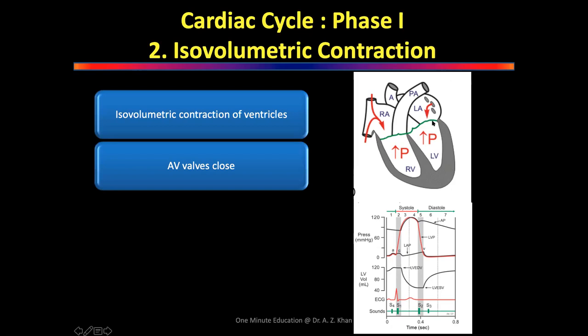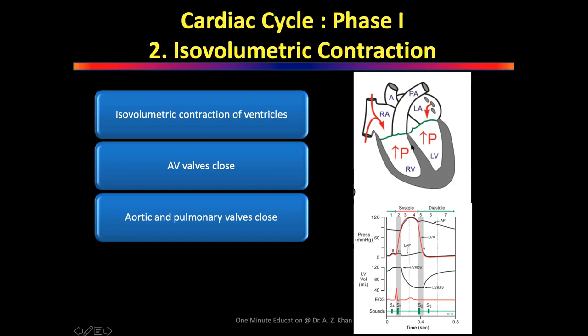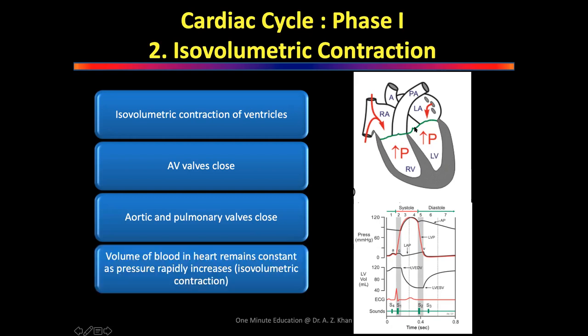AV meaning the mitral and the tricuspid. Okay, the AV is mitral and tricuspid. Valves have closed. The aortic and pulmonary valves are continuing to be closed because they were closed before. And the volume of the blood remains constant, but the pressure goes up because the action potential has spread from the atrial muscle across the bundle of His to the left ventricle.